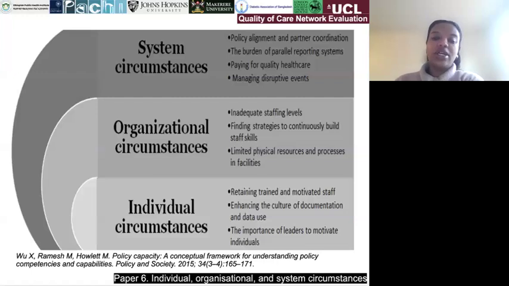So here, this concentric circle diagram, developed with insights from a seminal paper on policy capacity, illustrates the complex interplay of factors across system, organizational, and individual levels. At the system level, which is the outer circle, we examined issues such as policy alignment, partner coordination, reporting systems, and the impact of disruptive events that occurred in these countries. At the organizational level, which is the middle circle, we focused on staff skills and available physical resources in the institutions. And at the individual level, the inner circle, we explored the influence of healthcare professionals and leaders and their role in achieving the network goals.